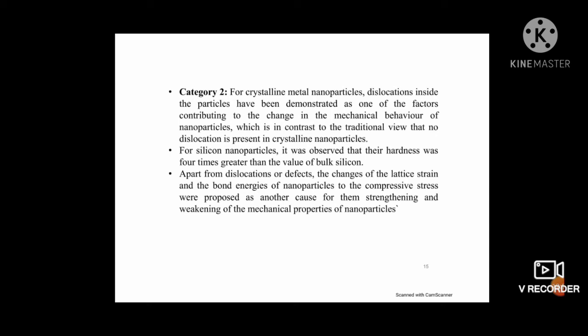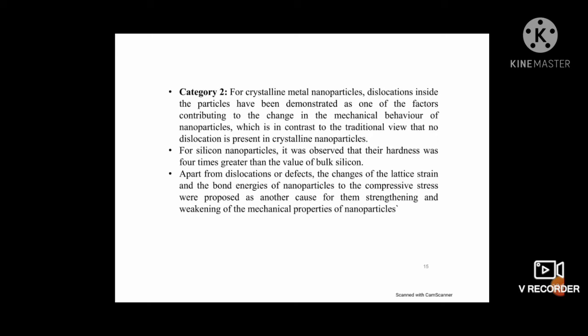Okay, in crystalline nanoparticles, as we know, in crystalline structure there is no delocalization, but delocalization inside the particles has been demonstrated as a factor contributing to the change in mechanical behavior of nanoparticles, which is against the traditional view. For silicon nanoparticles, it was observed that their hardness was 4 times greater than that of bulk silicon.